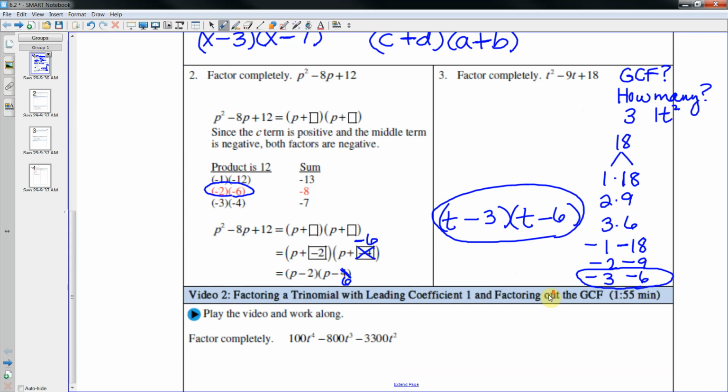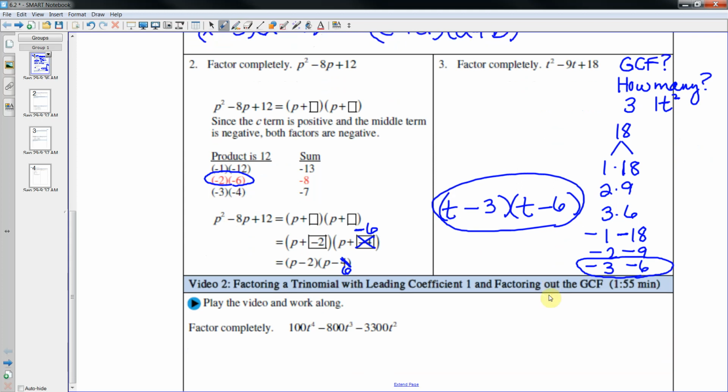Now, those are ones that are very straightforward. Look at the one at the bottom of this page. And remember, what is our first step? Our first step is to always look for a greatest common factor. So on this one, yes, I have a greatest common factor. 100 will go into each of those. Do I have a t in each one? Yes, I do. The smallest exponent of my t's is a t squared. So I'm going to take out a 100 t squared first. And that's going to leave me t squared minus 8t minus 33.